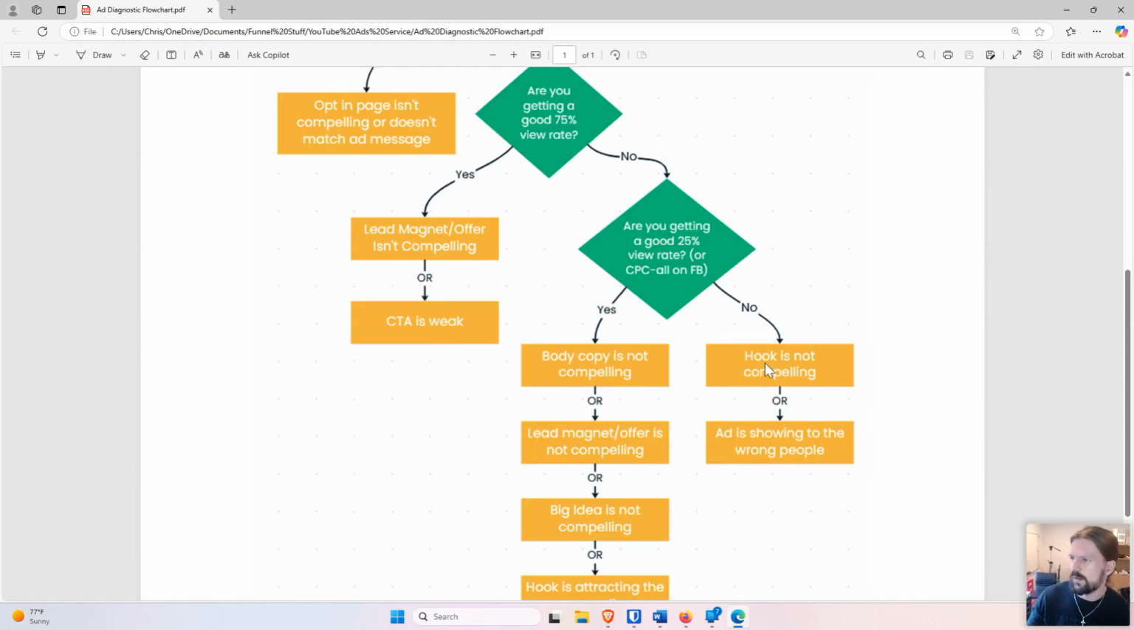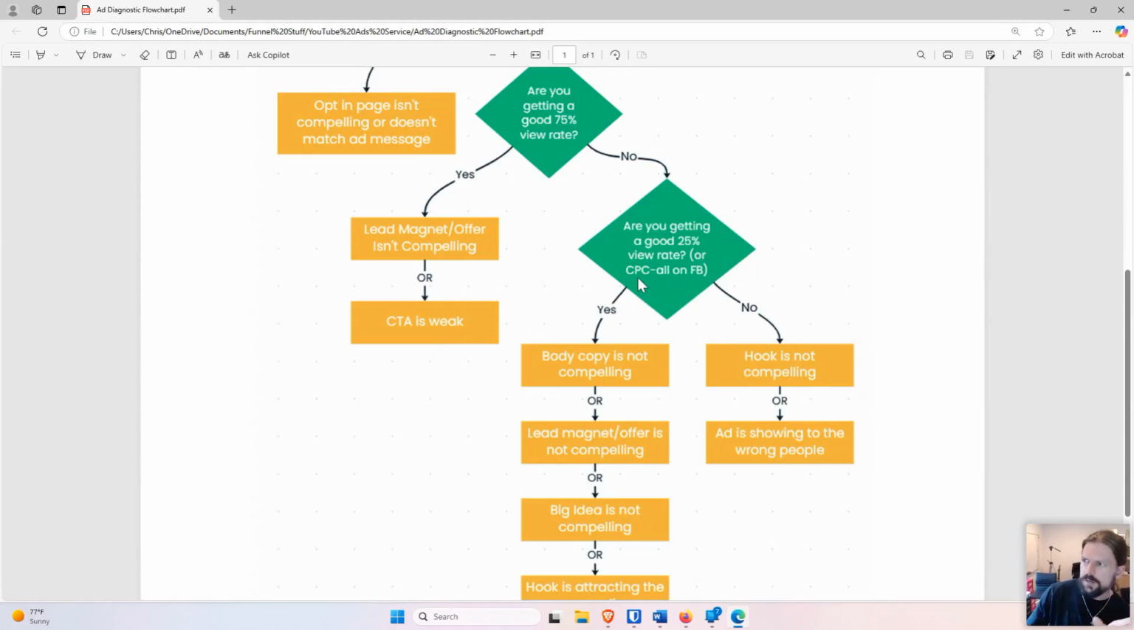Anyway, a lot of people get this wrong. And if you don't do a good job of the hook, then the rest of the ad doesn't matter, because everybody's going to ignore it. Nobody's going to even look at it. Okay, so that's if you're not getting a good cost per click all.